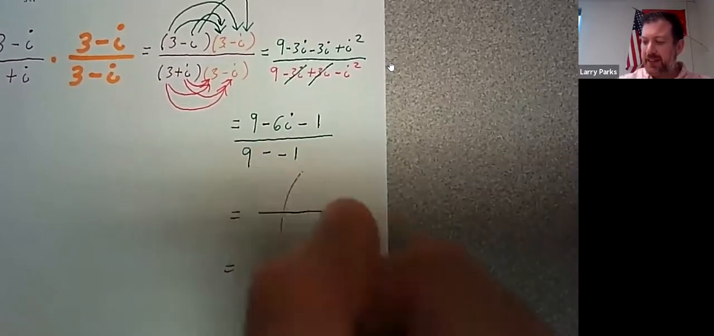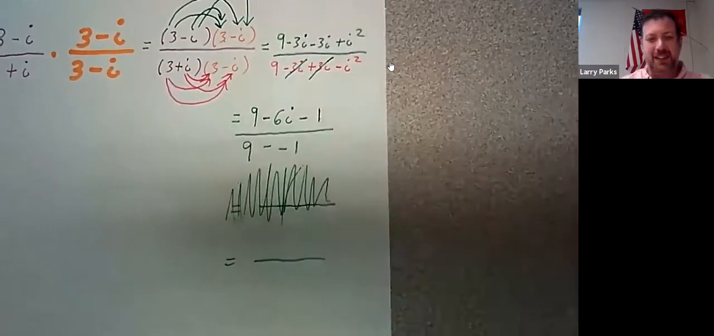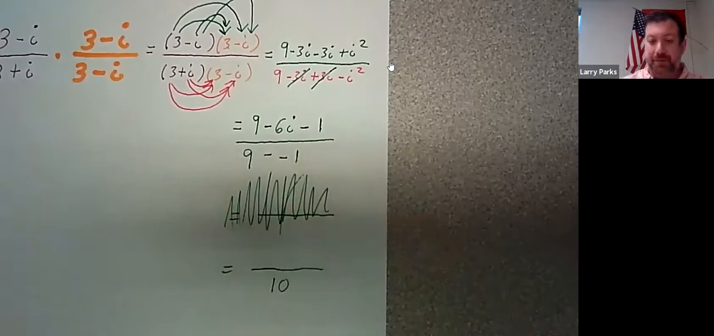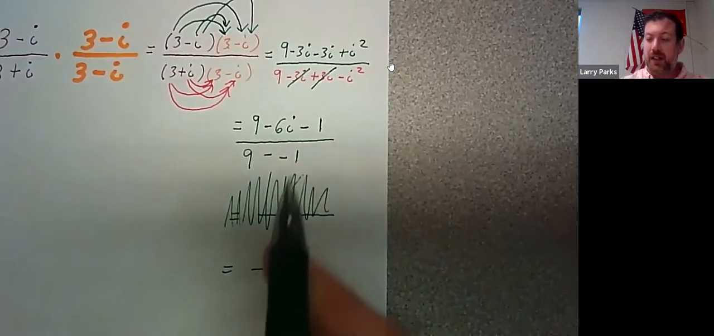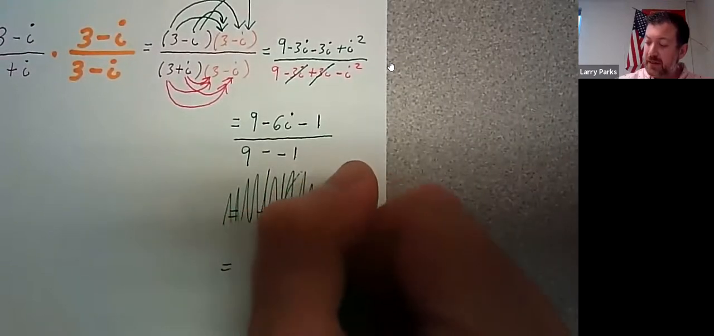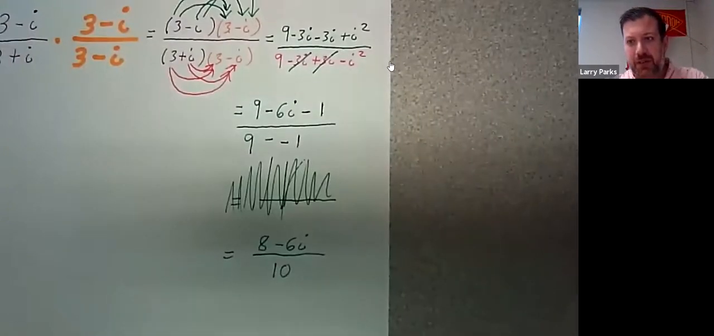I'm going to do it way down here, because that just doesn't look right. 9 plus 1 is 10. And then 9 minus 1 is 8. So I have 8 minus 6i over 10.